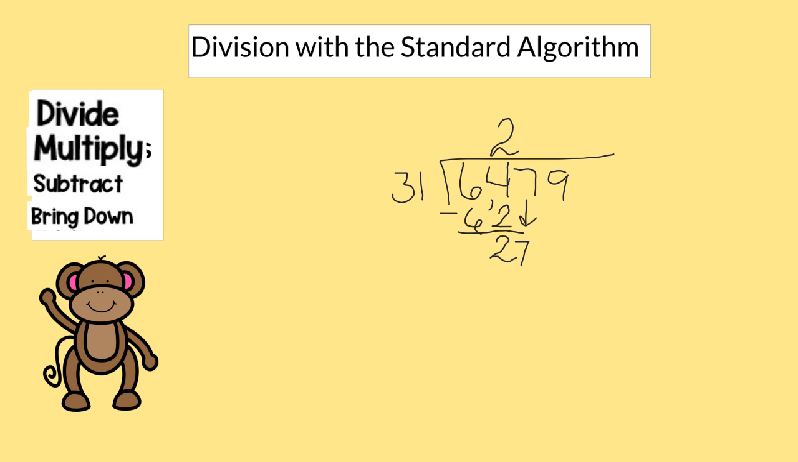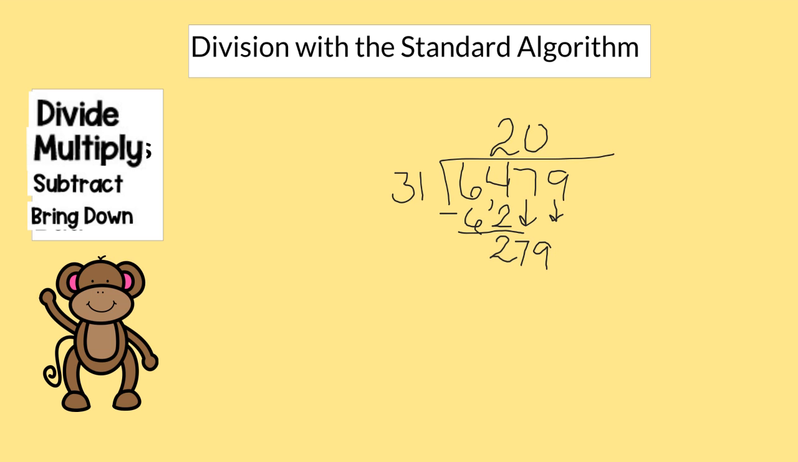I'm going to divide. I'm going to ask myself, how many groups can I divide 27? Can I make a group of 31? The answer is no. This is a really common mistake. Kids say, well, I can't make a group, so I'm just going to bring down another number. Well, you're partially correct, because what you're really doing is making 0 groups. So the thing that kids forget to do is put that 0 up top.